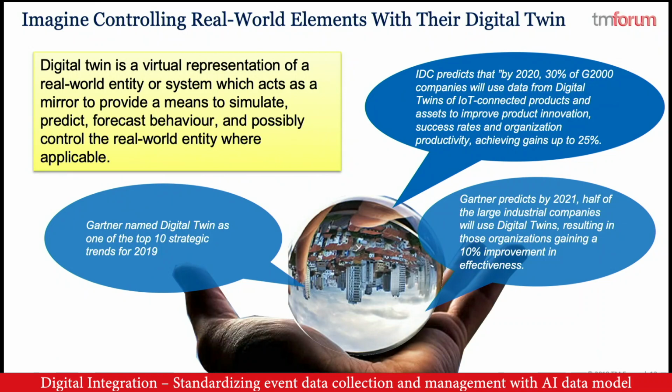So in case you're not aware, a digital twin is a virtual representation of a real-world entity or system, which acts as a mirror to be able to simulate, predict, forecast, and possibly control the real-world entity as applicable. Very quick example. If you are to, for instance, make an augmentation to your network, or an augmentation to your process, or augmentation to your customer engagement, what this enables you to do is not only look at the individual twin and run simulation and forecast, because it now is a mimic of the real person.